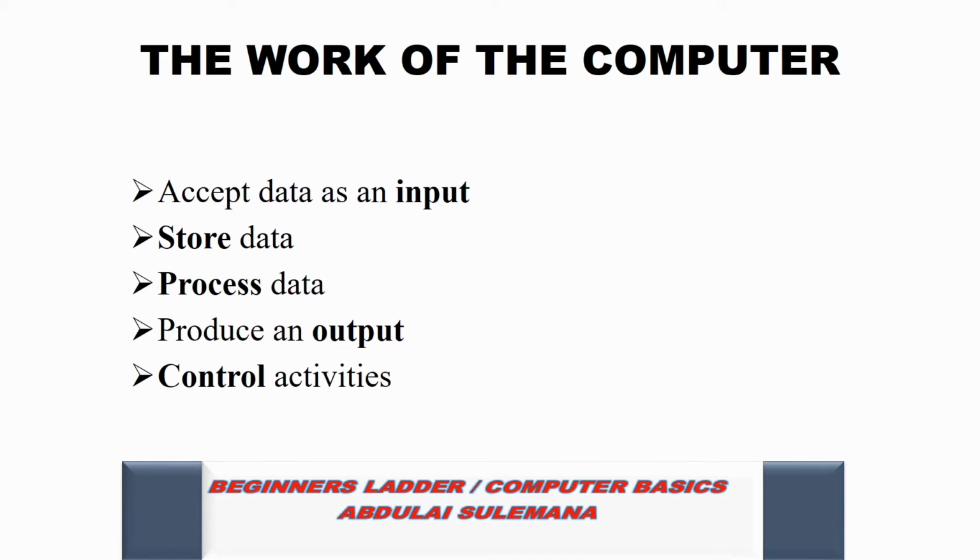One, a computer should accept data as an input. I mentioned that earlier. A computer should also be something that can store data. I mentioned that also. A computer should be something that can process data. From the definition of computer, I mentioned that one too. A computer should be something that can produce an output. I mentioned that one too. A computer should be something that can control activities. That was what I didn't mention.